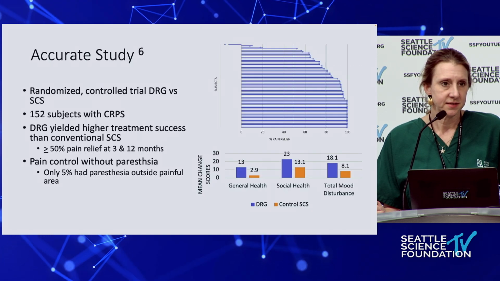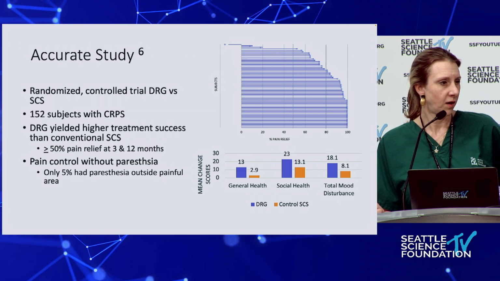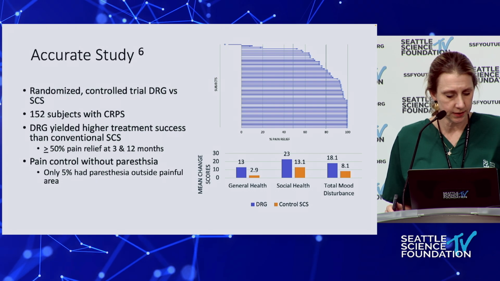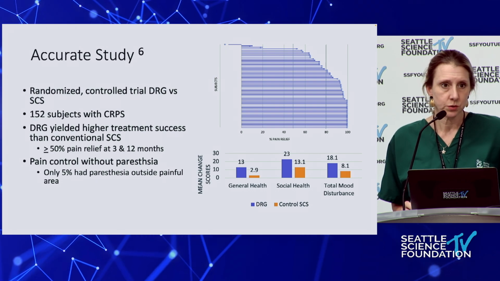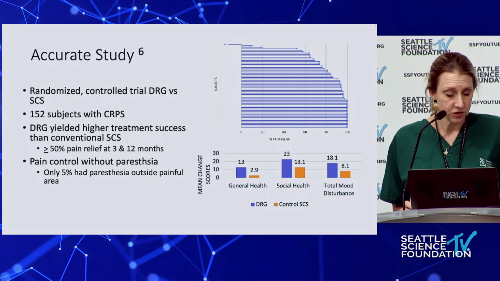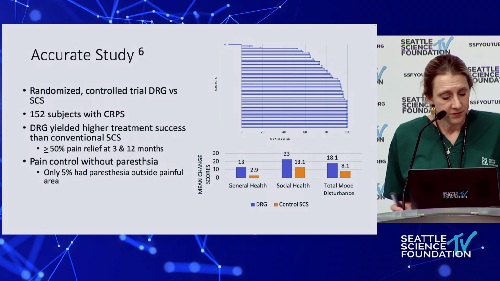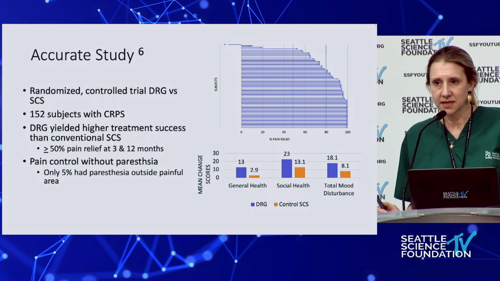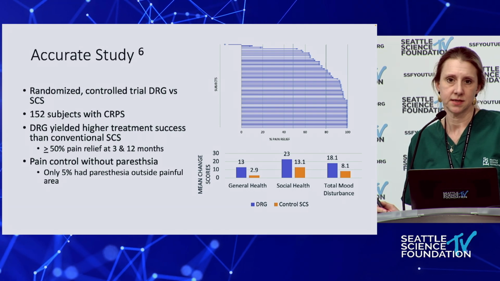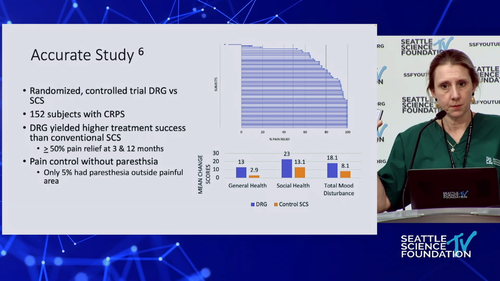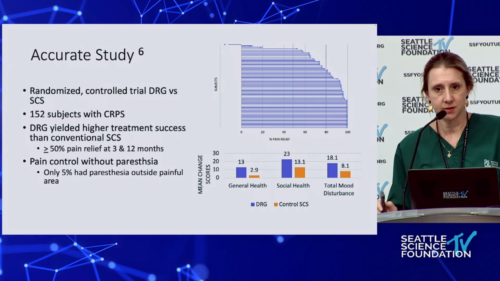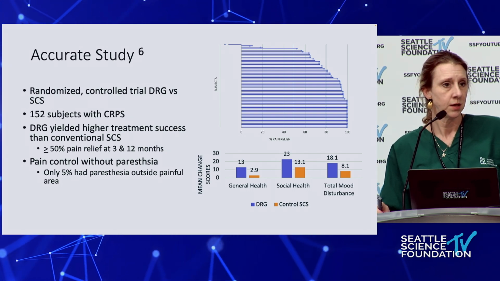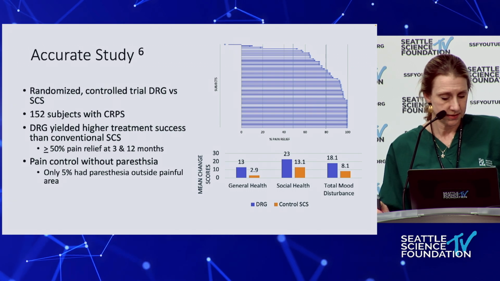The ACCURATE study is probably the hallmark study for DRG. The reference for this is included. This is a randomized controlled dorsal root ganglion versus conventional SCS study, 150 subjects, and in most of the SCS or neuromodulation studies, the primary endpoint for pain relief is a 50% reduction in VRS, which is similar here. And they followed these patients out to 3 and 12 months.